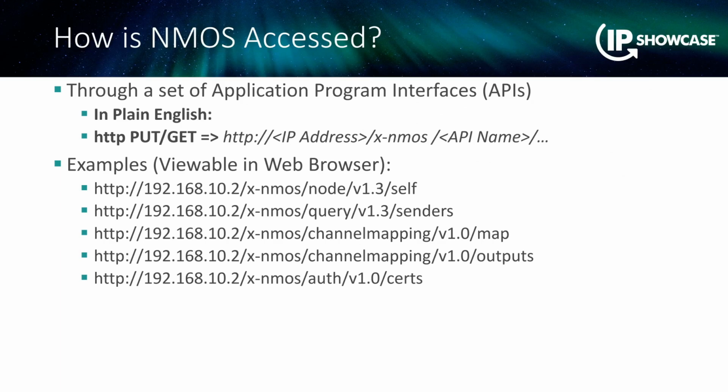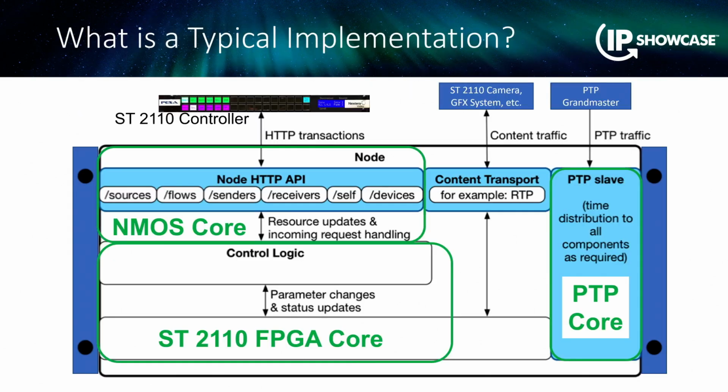There's lots of endpoints, and there's a few examples here. You can look at the self to get some of the node properties, senders, receivers, maps, security certificates. All these things are readily available through a web browser, through HTTP GETs. You can also do HTTP posts or puts to tell the device what you want. So rather than typing a bunch of things at a command line or writing a bunch of registers, this is a layer that abstracts all the details of your 2110 hardware away and makes it real easy to program, to get to from a user perspective.